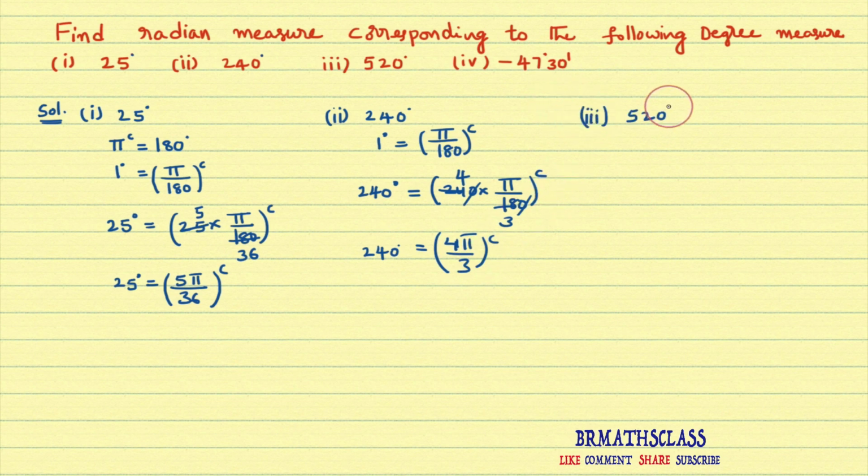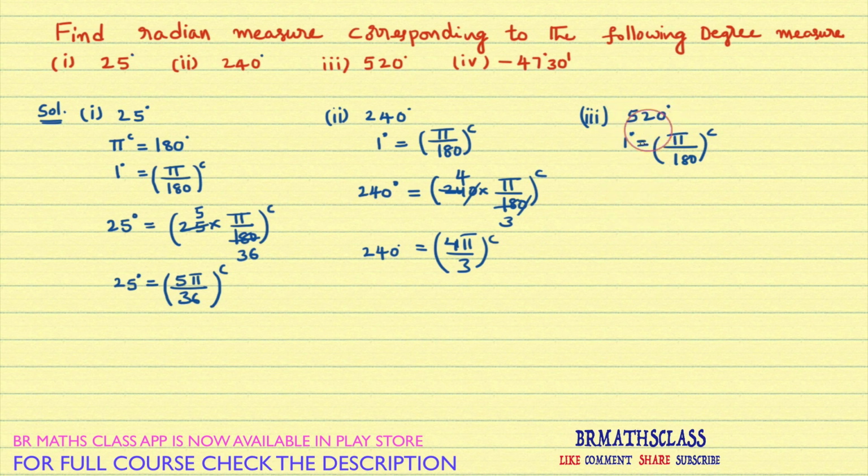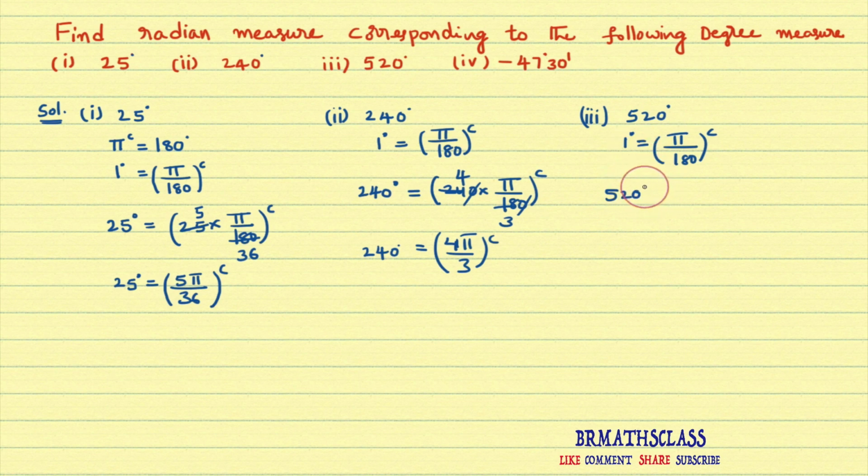What is the third one? 520 degrees. You need to convert this 520 degrees into radian measure. This is important. You must know what 1 degree is. You see this first bit: pi radians is 180 degrees. 1 degree is pi by 180 radians. To get 520 degrees, you multiply both sides by 520. 520 into 1 degree is 520 degrees, equals 520 into pi by 180 radians.